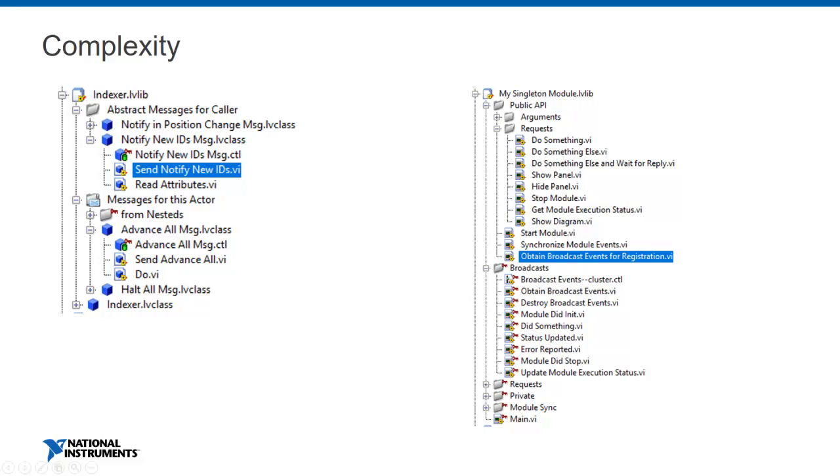In contrast here, the singleton module, the public API is really clear. It's just right here. I've got my requests and a couple overhead things of starting and synchronizing and getting my event registration. So way simpler to interact with and deal with.